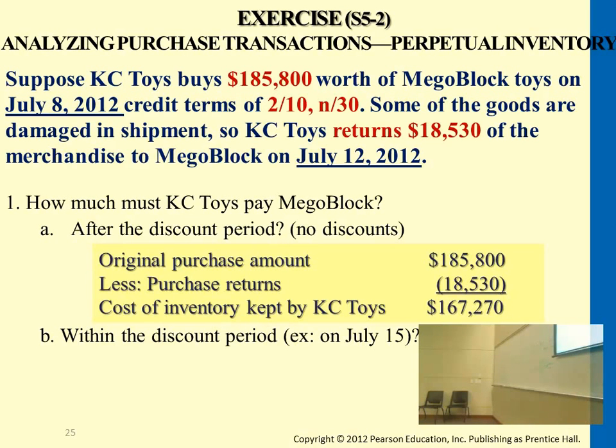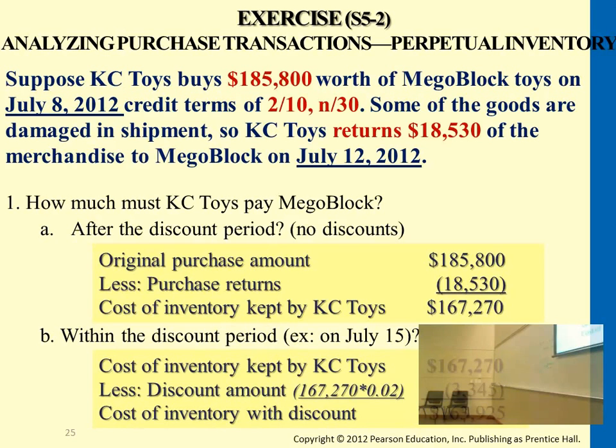Because you reduce that amount first and use this amount that is useful for your company, then you apply the discount, 2%. So the 2% discount will be $3,345. This is the amount that you do not have to pay to the seller. So you got this 2% off. You're just paying 98% of the full amount here, which would be worth $163,925.